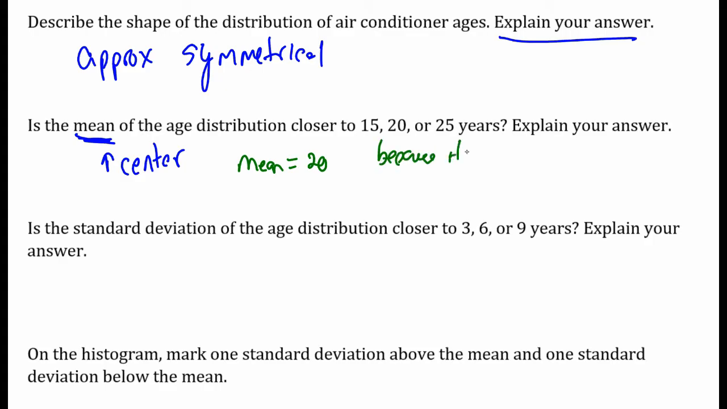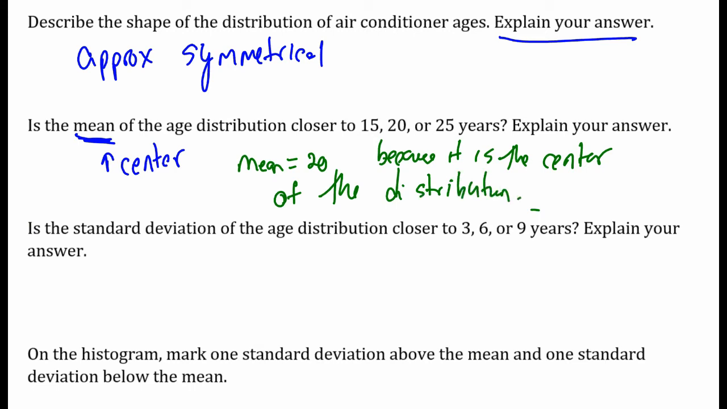Because it is the center of the distribution. So the mean is a measure of center. It tells us where the typical age is. So the typical age, I would say, is about 20.